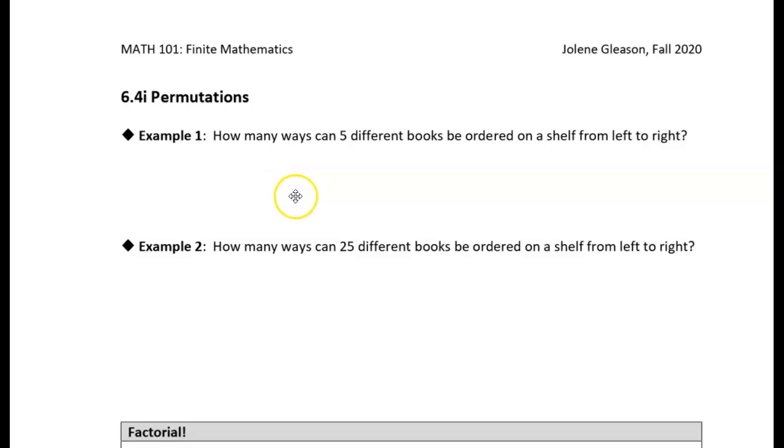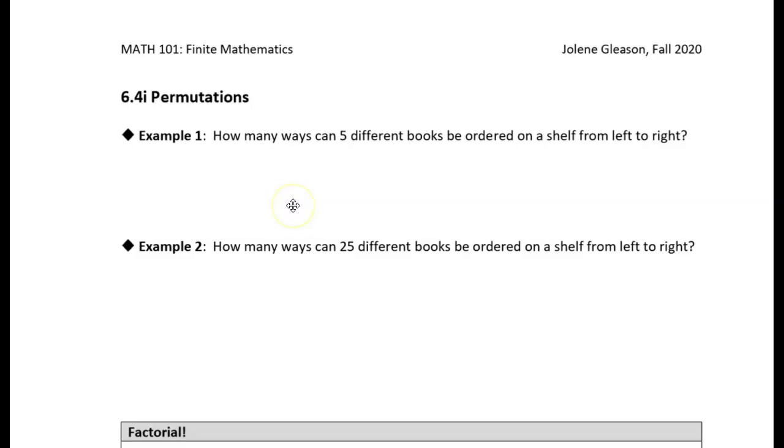All right, today we're going to talk about permutations, but before we get started on that, let's take a look at these first two examples. This first example just asks how many ways can 5 different books be ordered on a shelf from left to right? Well, you know how to do this already. We can just apply the multiplication principle.